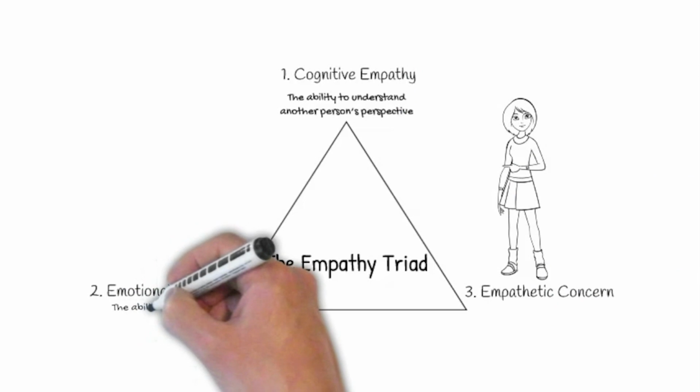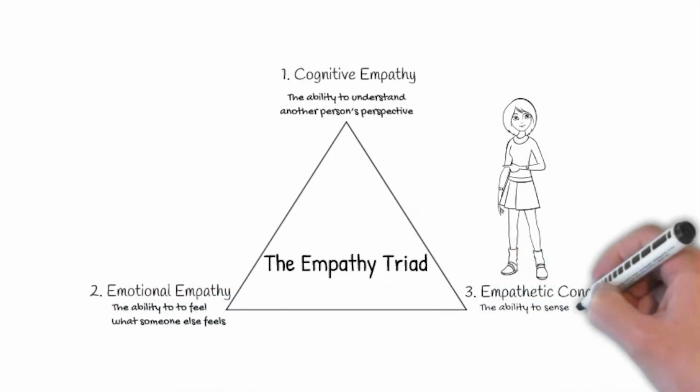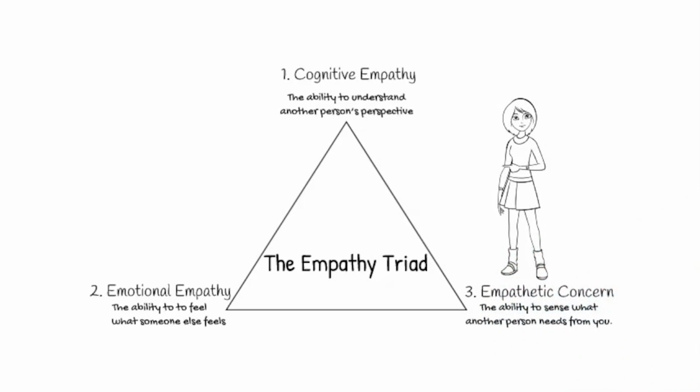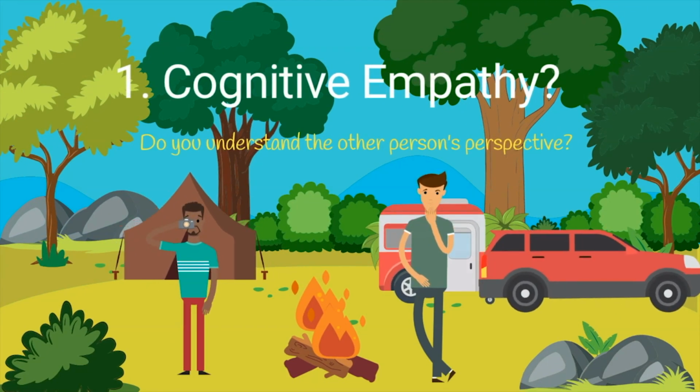Cognitive empathy, the ability to understand another person's perspective. Emotional empathy, the ability to feel how someone else might be feeling. And empathetic concern, any sense of interest you have on behalf of the other person. This is really about understanding your feelings in relation to the other person. Each of these empathetic abilities is distinct, and yet these are not mutually exclusive.